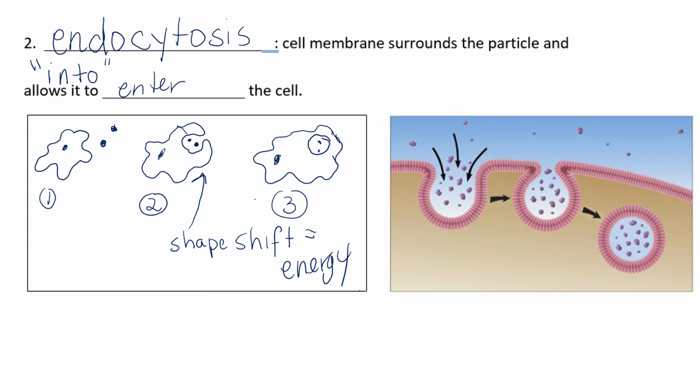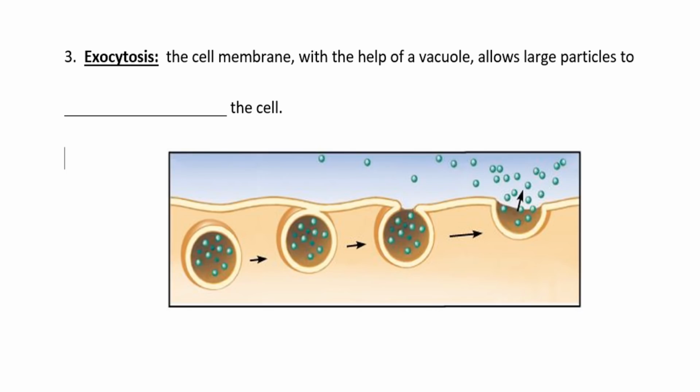So active transport, three types. The first type is transport proteins, the second type is endocytosis, and the third type is the opposite of endocytosis. It's exocytosis. Exo means exits, okay? So the cell membrane, with the help of a vacuole, allows large particles to leave the cell.